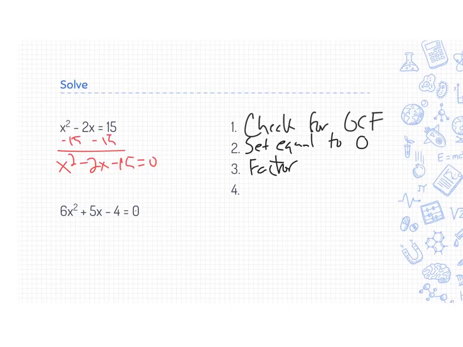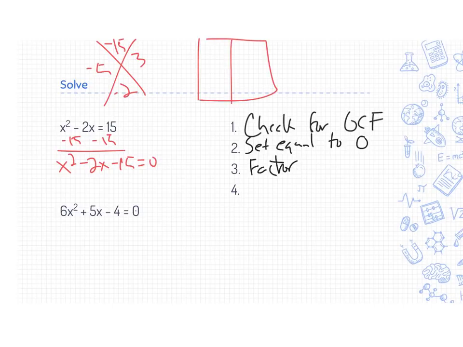So as I factor that one, I get negative 15 and negative 2. What multiplies to negative 15 and adds to negative 2 is going to be a negative 5 and positive 3. Do our box.